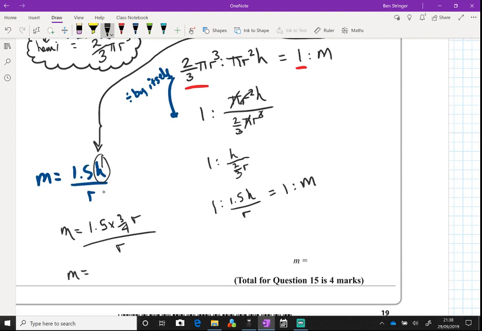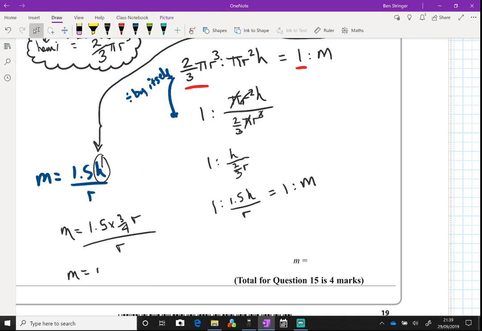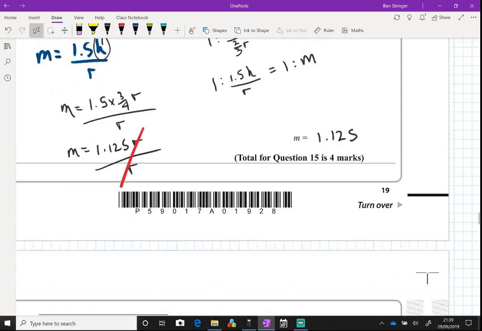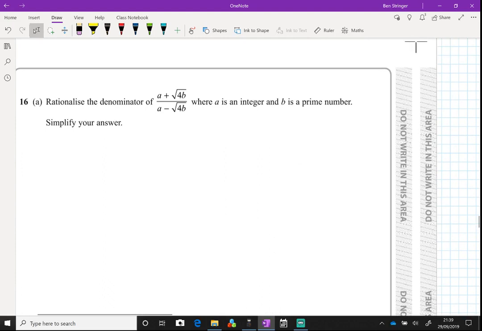I'm not going to do 1.5 times 3/4 in my head because I really don't need to, especially at this stage. Might make a mistake. 9/8, 1.125. 1.125 times r over r. And would you look at that? The r's cancel out, and m is equal to 1.125. Tricky, tricky, tricky question. Scary question, in fact.